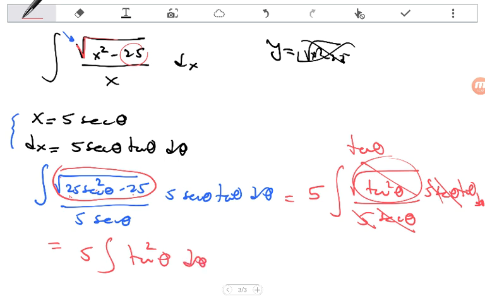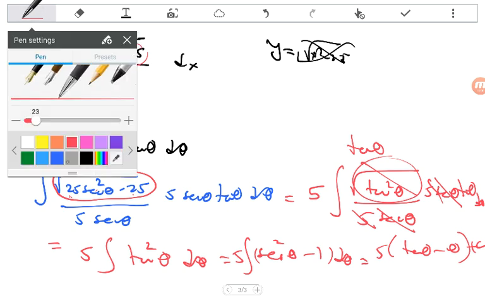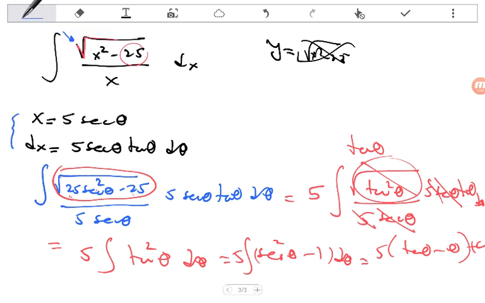How can we solve tan squared d theta? Reduction? No. Sec squared, yes, it is sec squared minus 1, which gives 5 tan theta minus theta plus c. Now what will remain? Substitution. Yes, we have to resubstitute it to be in terms of x. How? We just express this as x over 5 is sec theta.